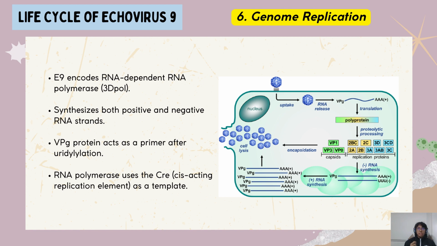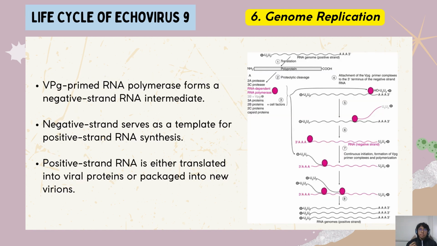The RNA polymerase then uses a secondary RNA structure called the cis-acting replication element, or CRE, as a template. Now, with VPG serving as a primer, the RNA polymerase elongates the RNA to form a negative stranded intermediate. This negative stranded RNA cannot be translated directly into proteins but serves as a template for making more positive stranded RNA. These new positive stranded RNAs can then be used to produce viral proteins or be packaged into new virions, the complete viral particle that will go on to infect other cells.